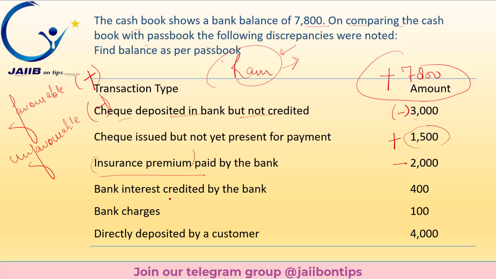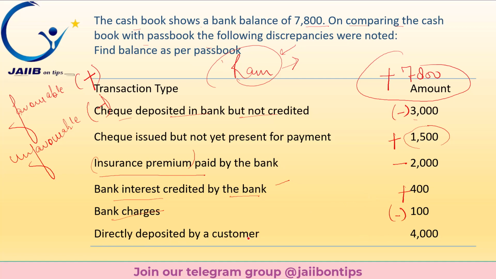Next one is bank interest credited by the bank. I got this bank interest in my bank account, but I didn't know about it. So I didn't write that part in my cash book. Now while reconciling, I got to know that this amount has been credited by the bank in my bank account. So I will add this amount in my cash book, so that my cash book and the passbook will be equal, right? This is the main purpose. Bank charges. I didn't know that the bank has deducted this amount. So I will deduct that amount also.